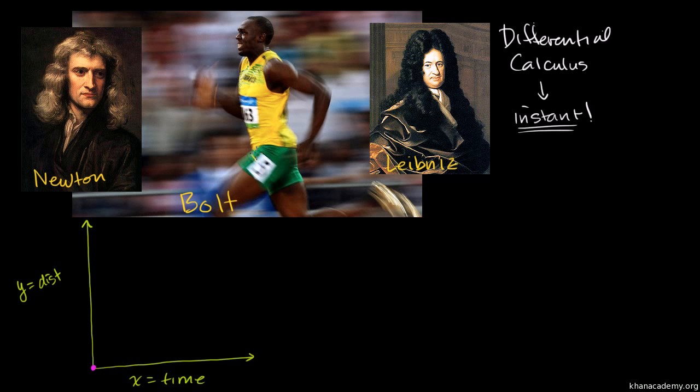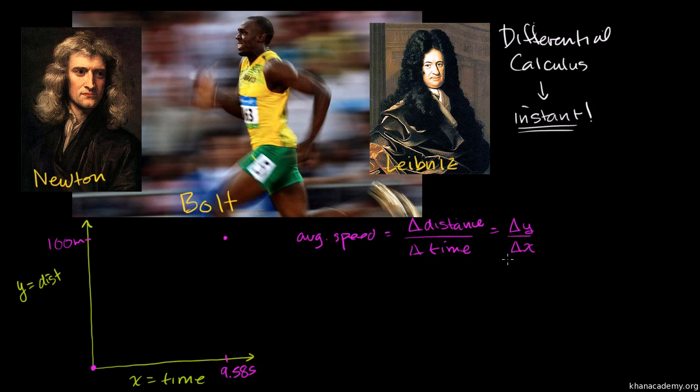And we know that this gentleman is capable of traveling 100 meters in 9.58 seconds. So after 9.58 seconds, we'll assume that this is in seconds right over here, he's capable of going 100 meters. And so using this information, we can actually figure out his average speed. His average speed is just going to be his change in distance over his change in time. And using the variables over here, we're saying y is distance, so this is the same thing as change in y over change in x from this point to that point.